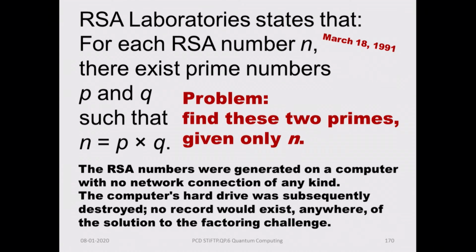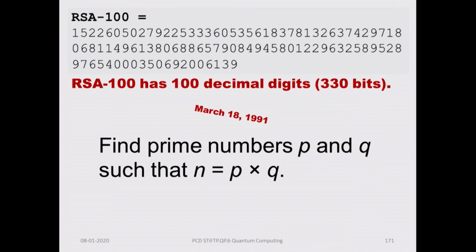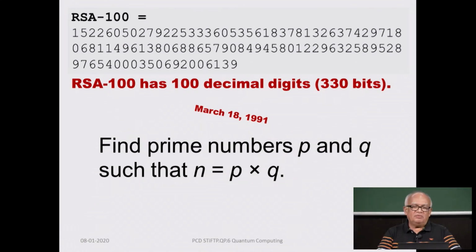And the challenge was thrown open with a nice prize. For some numbers $1,000, for some other numbers $2,000, and some even more. I will show you some of these things. This is RSA 100. This is the number. It has 100 decimal digits, and the challenge is to find prime numbers p and q such that n is equal to p times q. Sit down and do it.